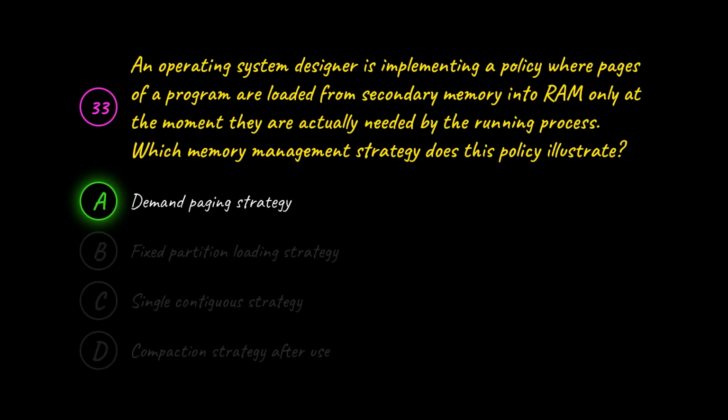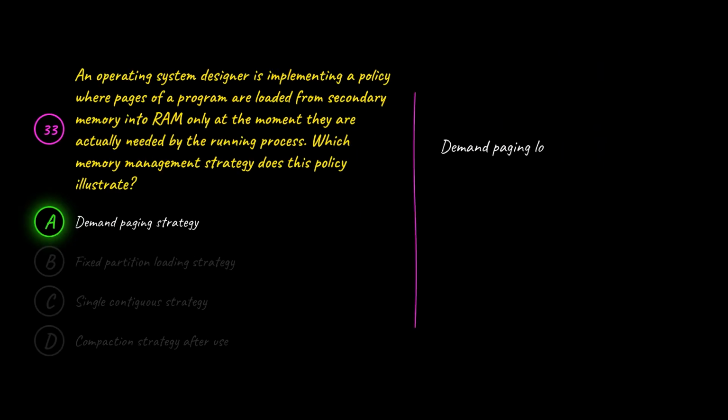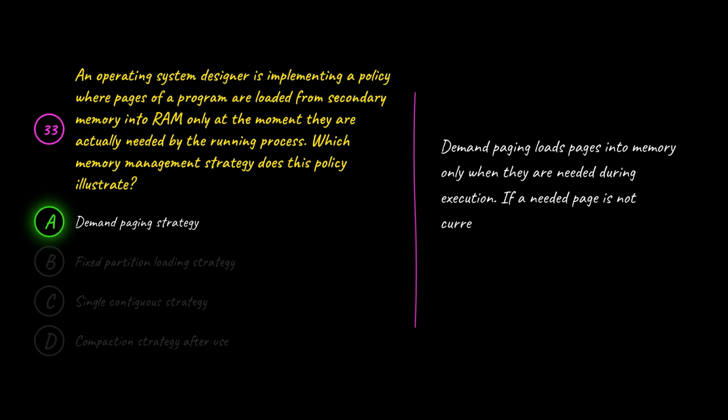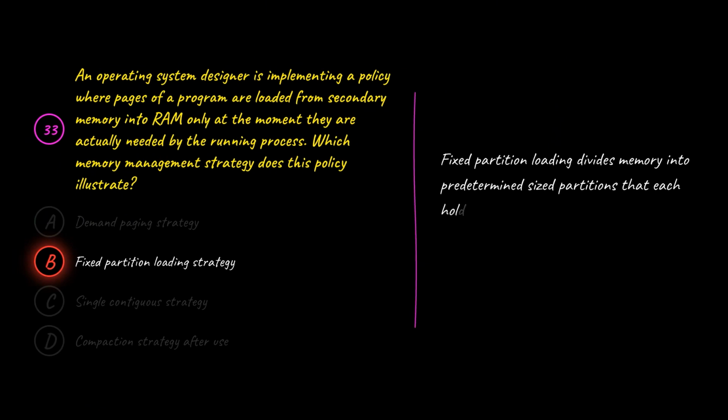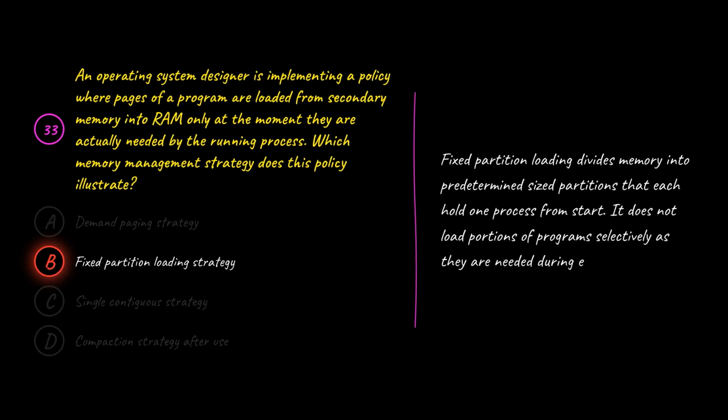The correct answer is A. Demand paging strategy. A is correct because demand paging loads pages into memory only when they are needed during execution. If a needed page is not currently in memory, it is loaded from secondary memory, which conserves physical memory resources efficiently. B is wrong because fixed partition loading divides memory into predetermined size partitions that each hold one process from start. It does not load portions of programs selectively as they are needed during execution like demand paging does.